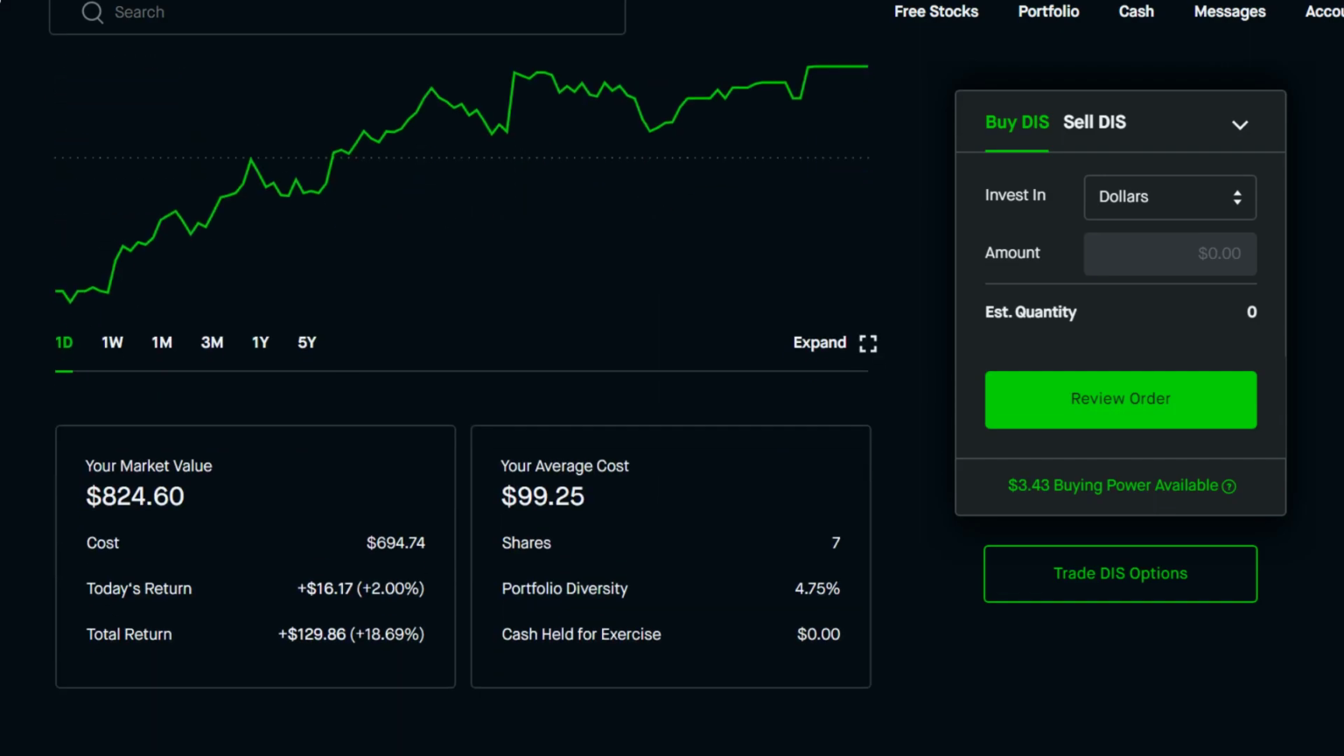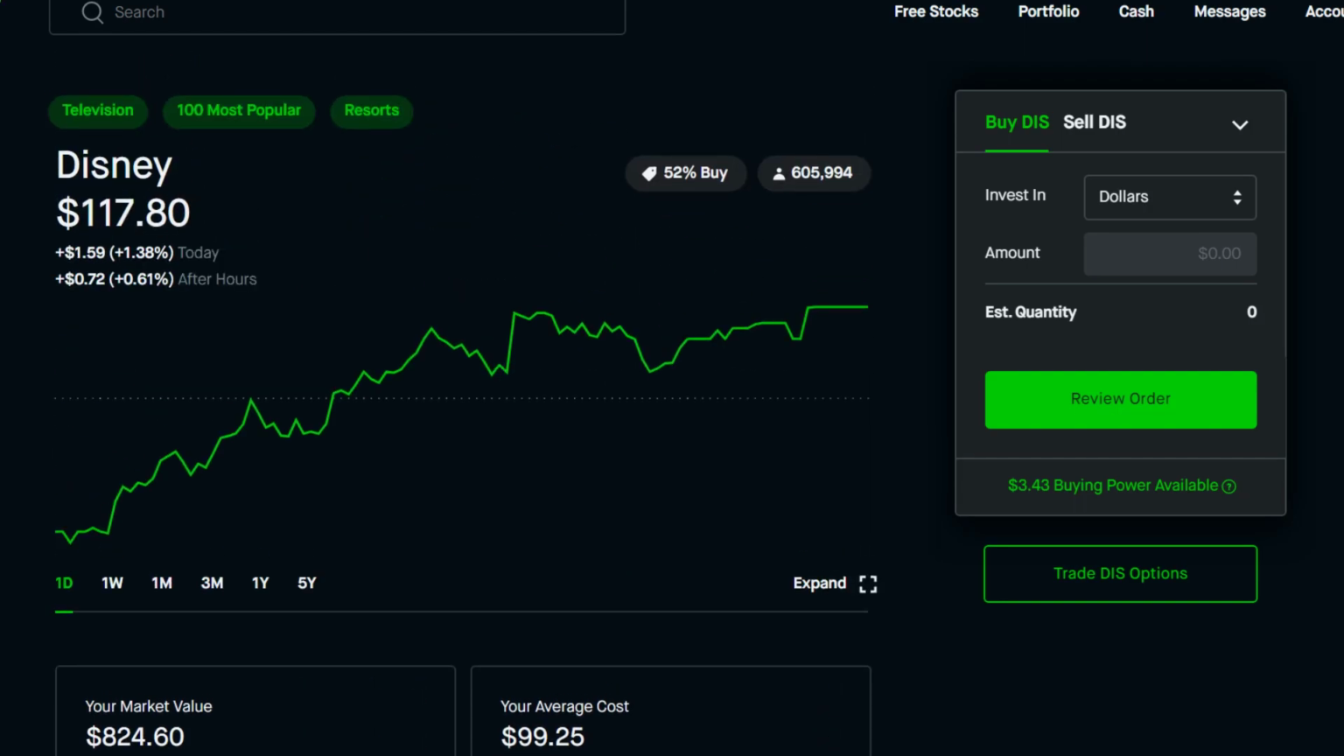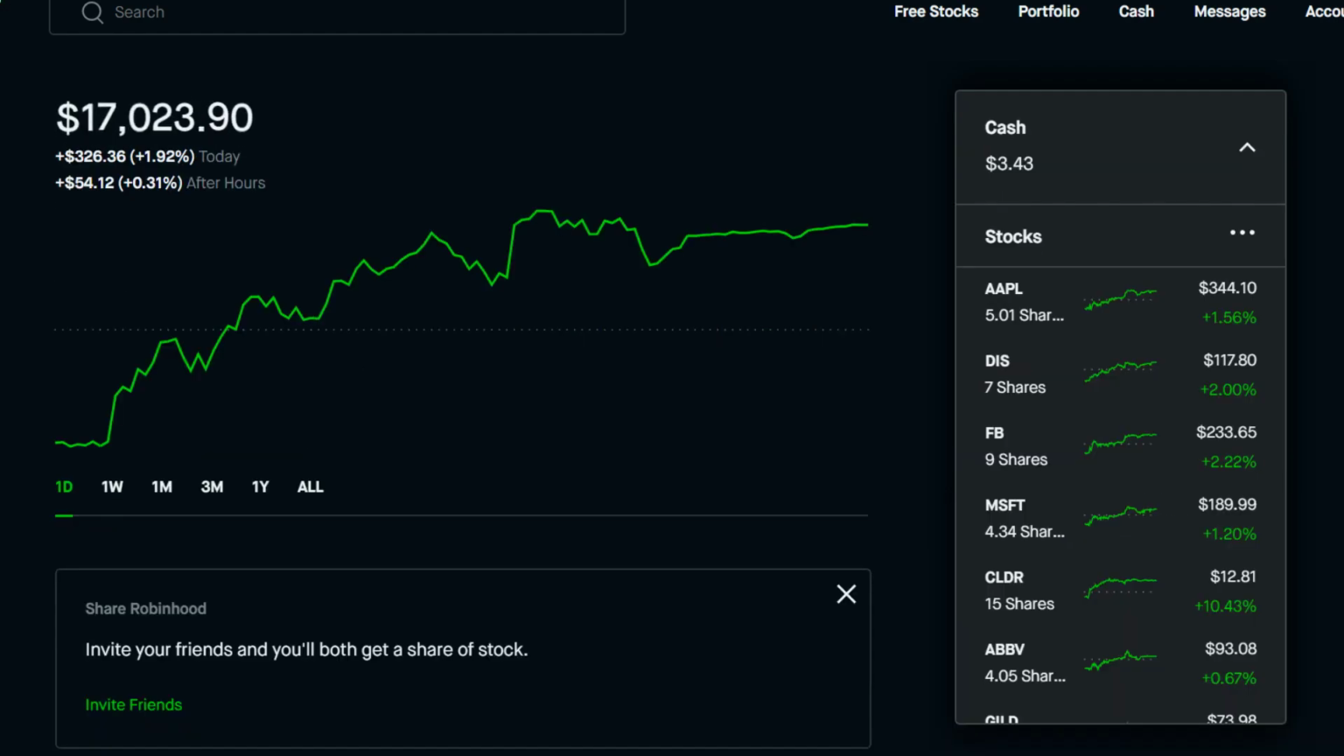Then we have Disney, average cost of $99.25, which means an overall total return of $129 or 18.69%. So good overall position in terms of that. I like the return there. 4.75% of the portfolio. Gotta love it.